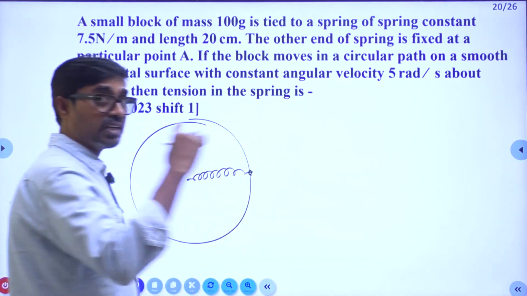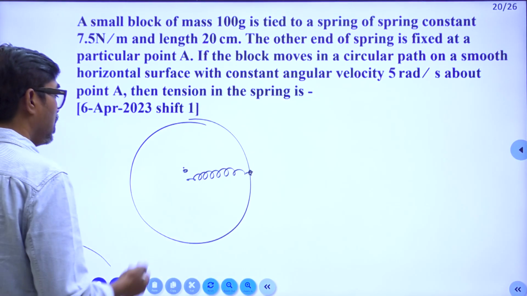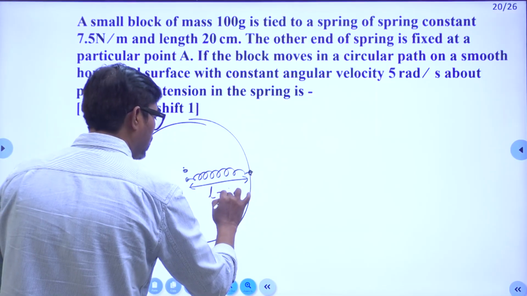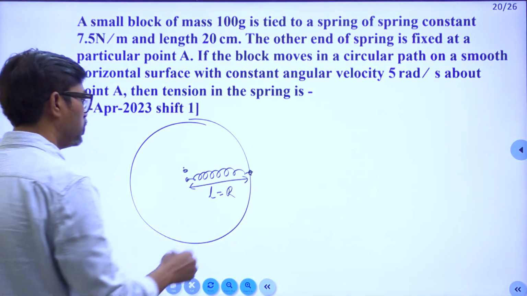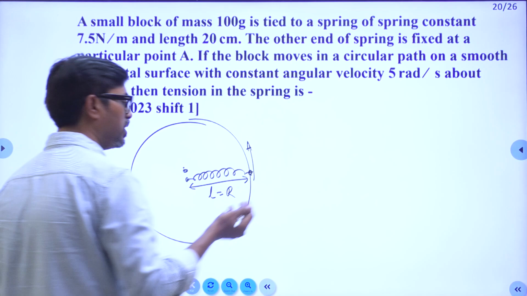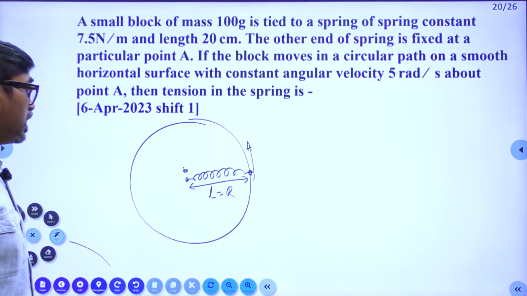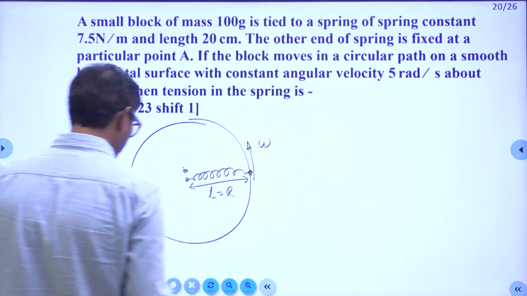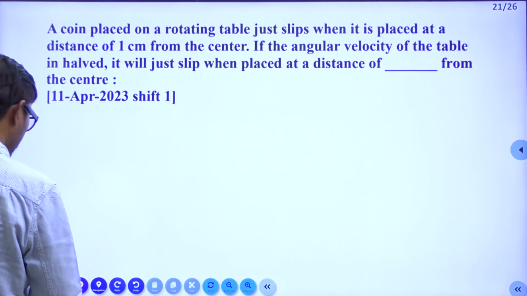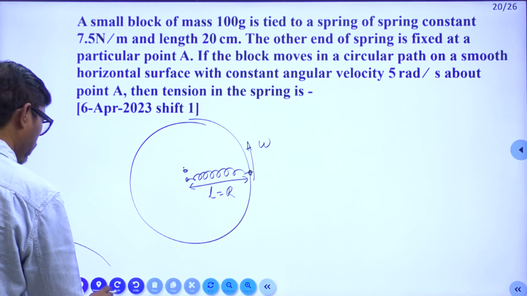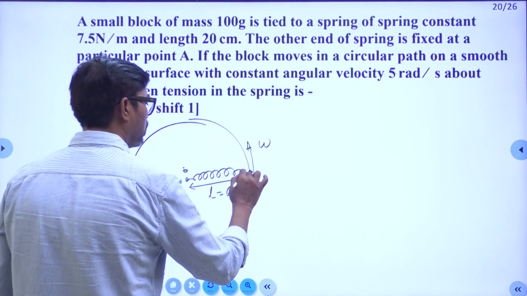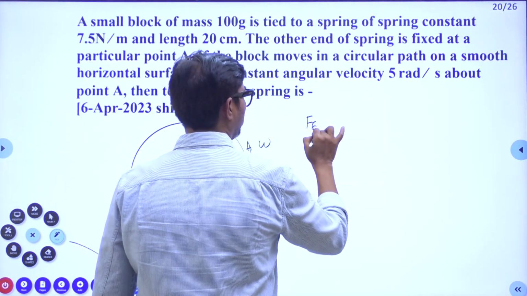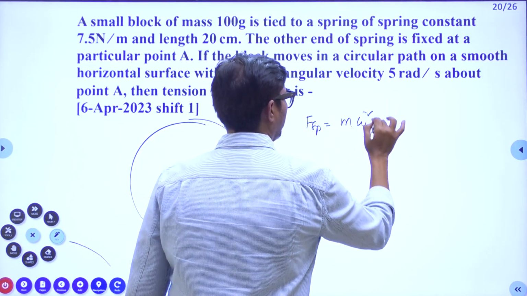The length of the spring, whatever you have, is the radius of the circle. The spring length is actually more than the natural length, because it is elongated. It is going in a circular path. They gave omega also, and because there is a spring force, it is providing the centripetal force. Spring force is the centripetal force. So spring force equals m omega square into L.